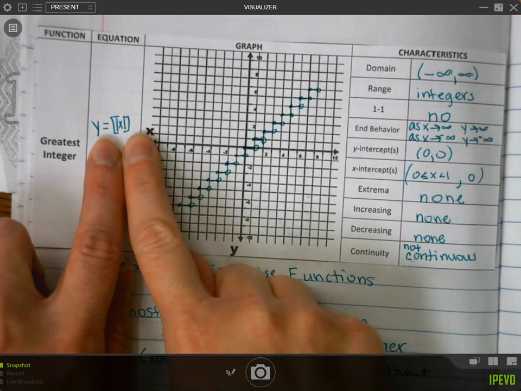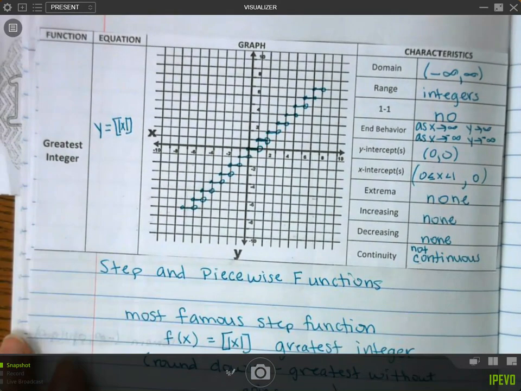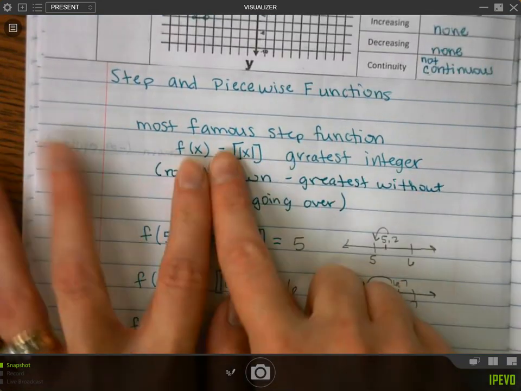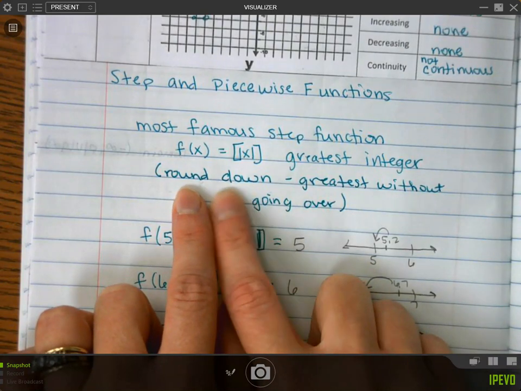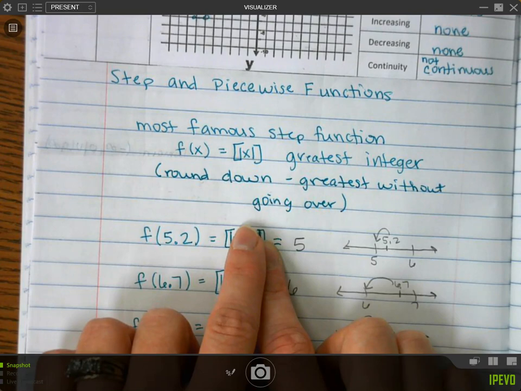And this is like a fancy little absolute value with brackets on it. We're going to have a couple of conversations, so some more information. What a step function does is it's our greatest integer function, it's basically going to round down. It's the greatest integer without going over, is basically what's happening.